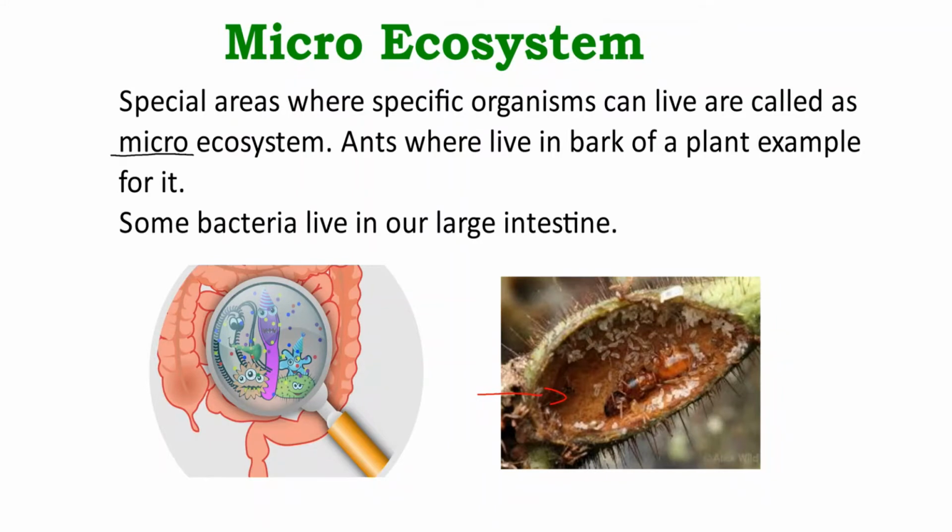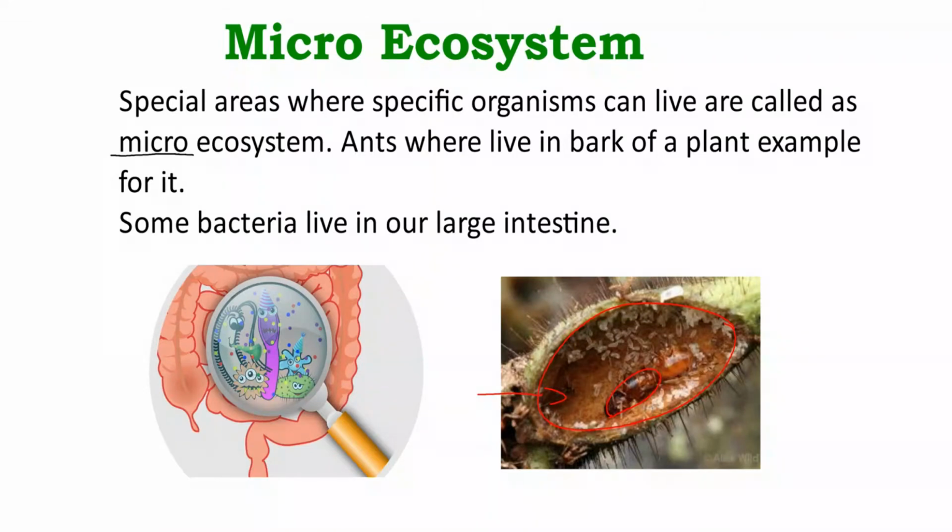Example for micro ecosystem. That small part of a small plant is a shelter, like a house for this small ant to live in. So it's an example of a micro ecosystem.